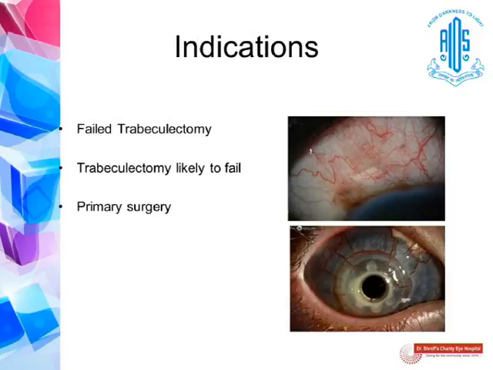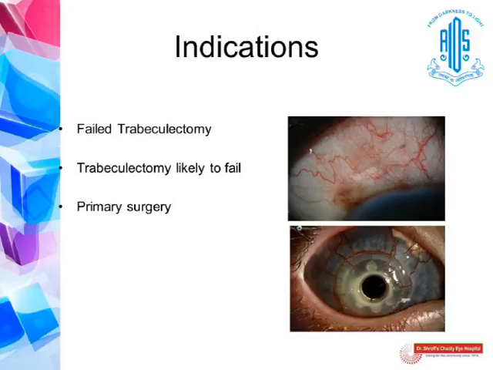So if we were to look at the indications, broadly we could say that tube implants would be indicated in patients who have undergone trabeculectomy and have a failed trabeculectomy. The trabeculectomy is no longer controlling the intraocular pressure, and that is the point where you can consider doing a tube implant.